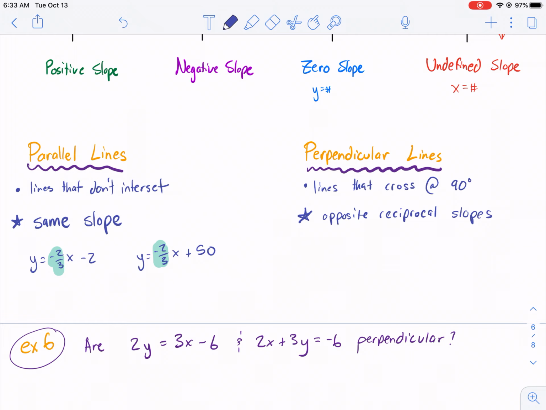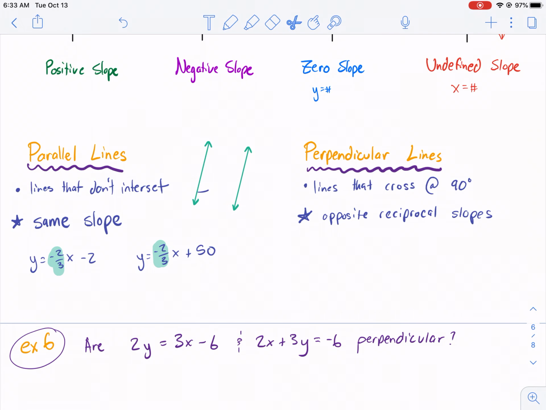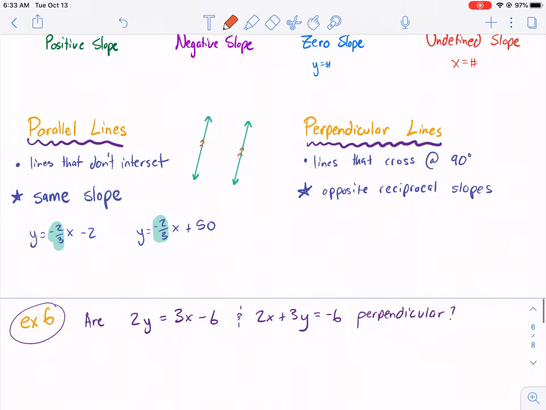Okay, so, I forgot to draw, this is the best part. Parallel lines, they look like this. And I'm just going to copy and paste it. Copy. I think I got the T on there. Yes, I did. There. So those are parallel lines, and you may even see them with a little caret on them to show, or 2 carets even, to show that they're parallel. Okay, so perpendicular lines, opposite reciprocal slope.